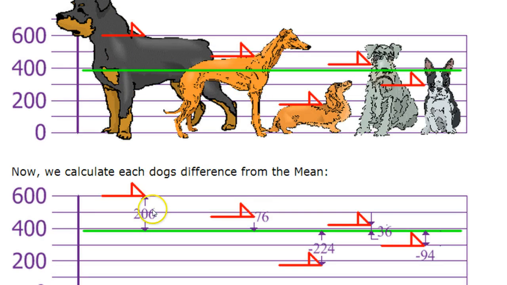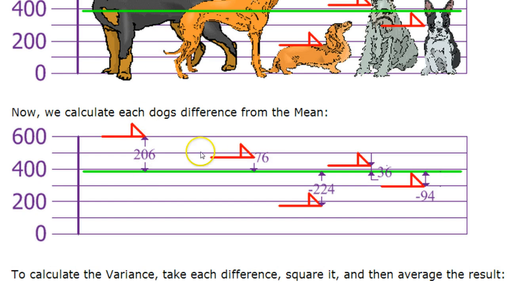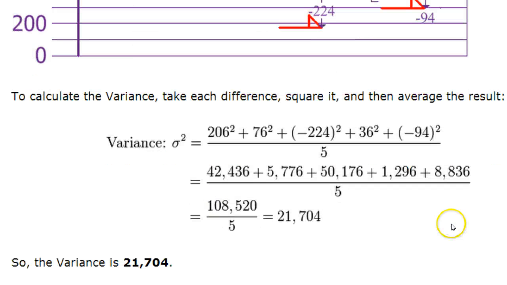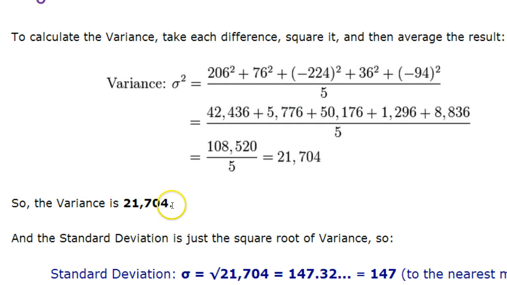Okay, so now you calculate the difference. You subtract the mean from the height of the Dachshund, and you just continue to calculate. Negatives are important because they tell you this guy's underneath, this guy's above, but when we square it, it's just going to make everything positive again. So we square everything, we divide by 5, and we get 21,704. So the variance is 21,704.